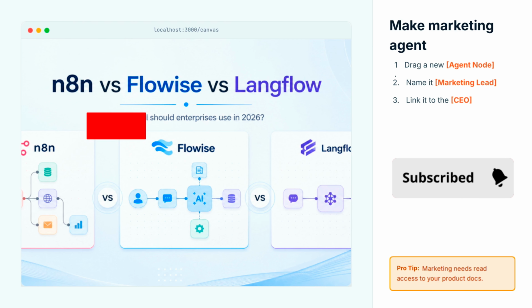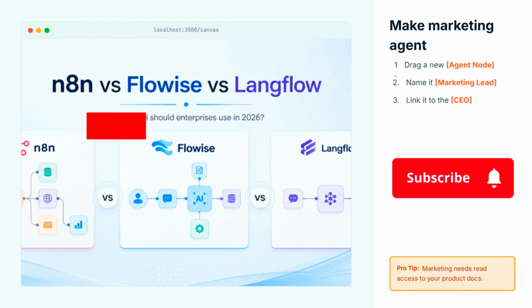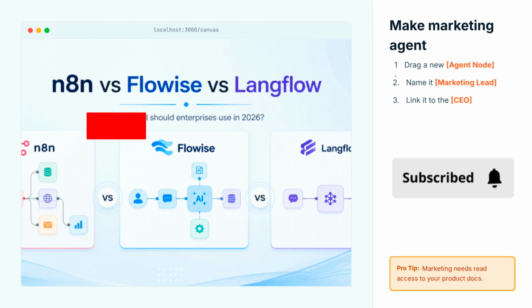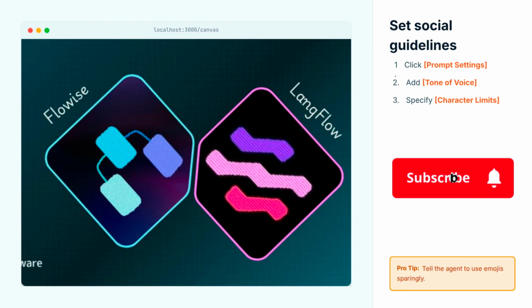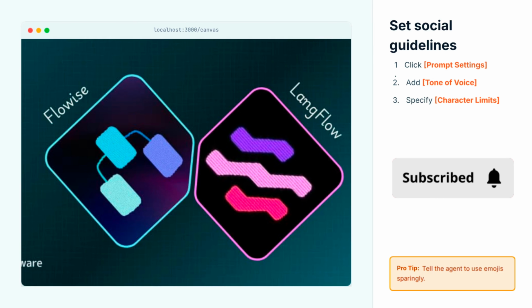Create a marketing agent. Drag a new agent node. Name it Marketing Lead and link it to the CEO. Note that marketing needs read access to your product docs. Set social guidelines for the marketing agent. Click Prompt Settings, add a tone of voice, and specify character limits. Tell the agent to use emojis sparingly.